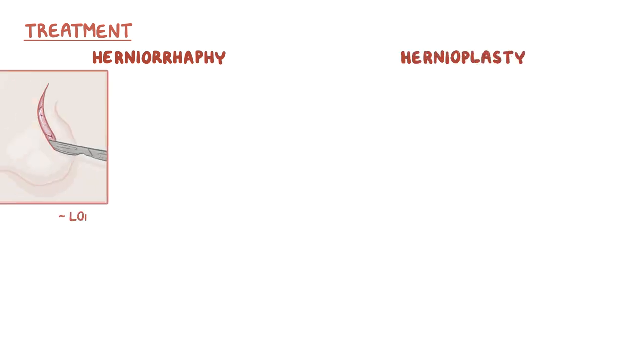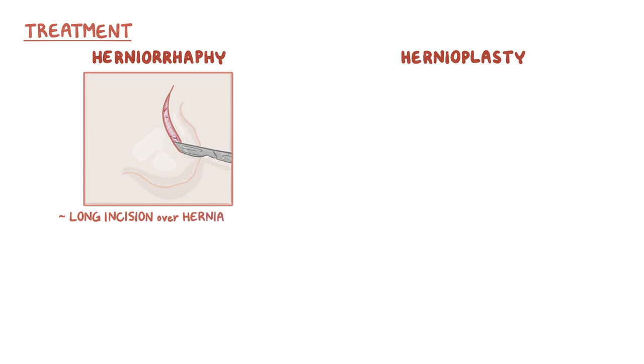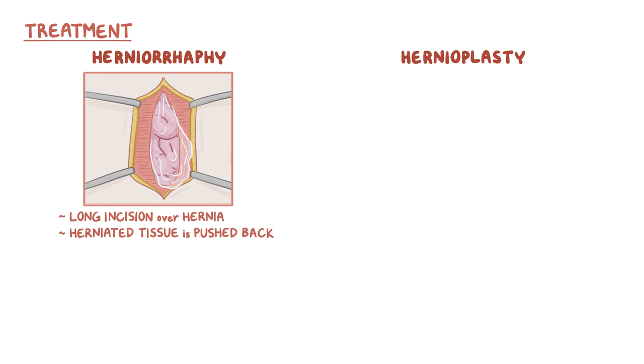Herniorrhaphy involves making a long incision directly over the hernia to access it. The herniated tissues are then pushed back to their original location. The hernia sac of the abdominal wall is removed, and the edges of the healthy muscle tissue are pushed together and stitched.